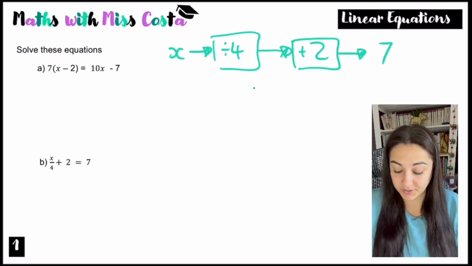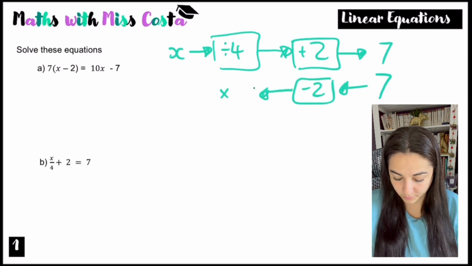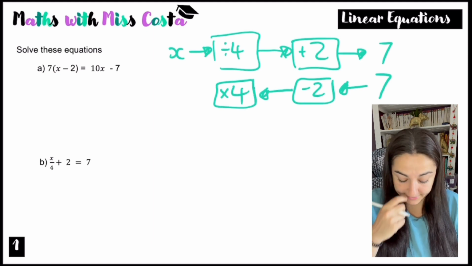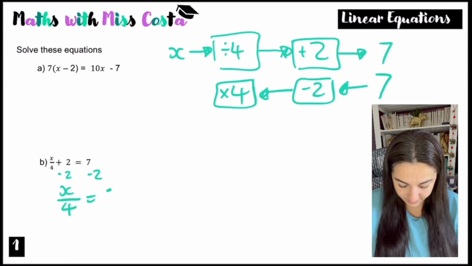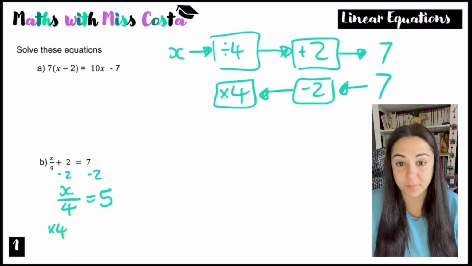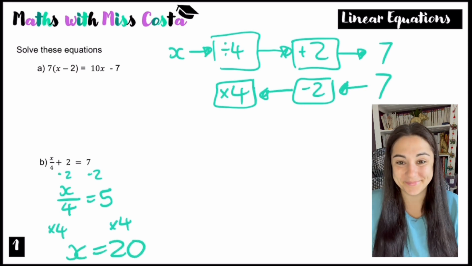So what do I have to do? I work my way backwards. 7, take 2, and then multiplied by 4. So in this case, the first thing I need to do is take the 2. I'm left with x over 4 is 5, and then multiply both sides by 4. So you're left with x equals 20.